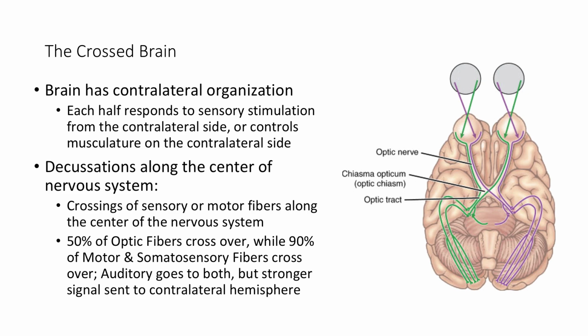However, in motor and somatosensory fibers, 90% will cross over to the other side, either in the brain or in the brainstem, but we will go over that in more detail later on during the class.